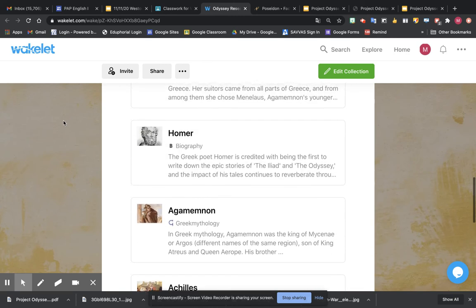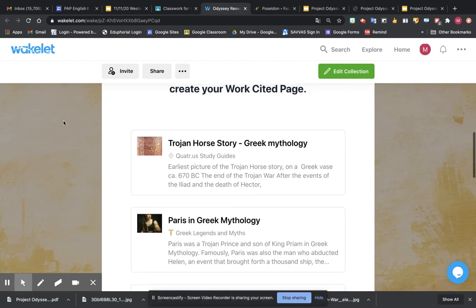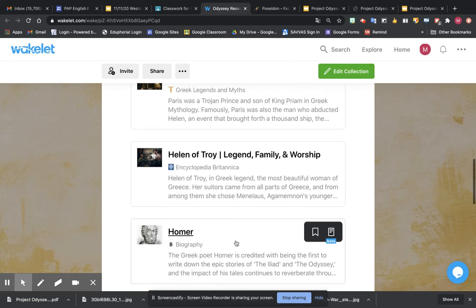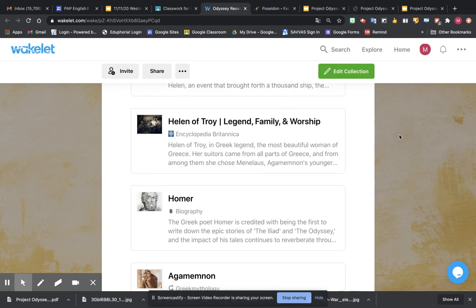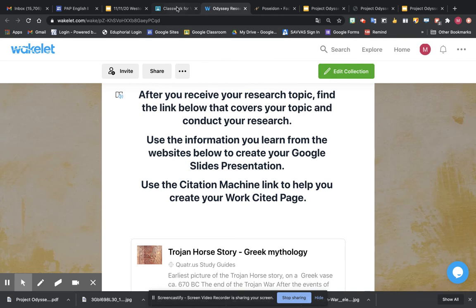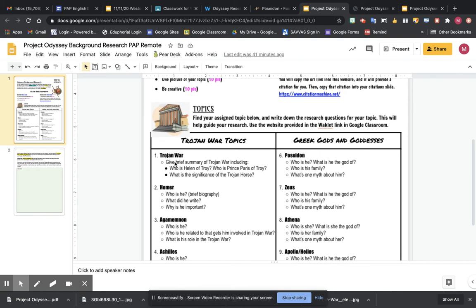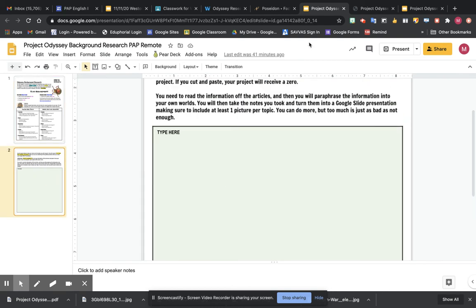If you have any problems with any of the articles, or finding information, you can go beyond these articles. These are here just to guide you. If you want to do some more research, you definitely can use outside sources. Just make sure you use a reliable source. Do not use Wikipedia. Wikipedia is not a reliable source. All right, I think that covers you for today. Again, today you are just taking notes. You're looking at your questions and taking notes, and then tomorrow you will create your slides.